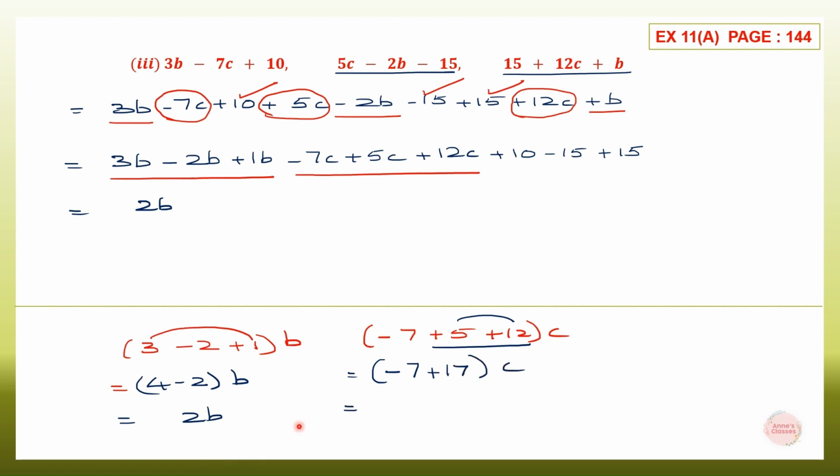Now here signs are different. One is minus, one is plus. Put the sign of the bigger number, plus, and subtract. 17 minus 7 is 10. So that is plus 10c. Let's write that, plus 10c.